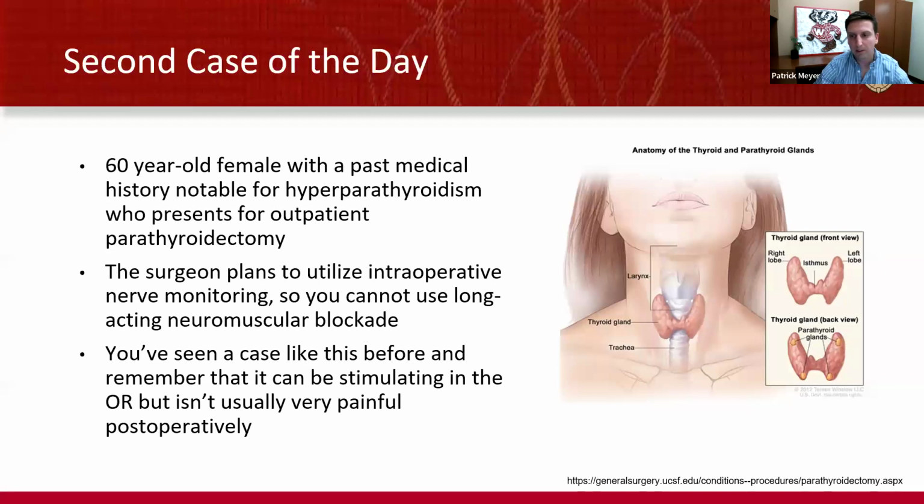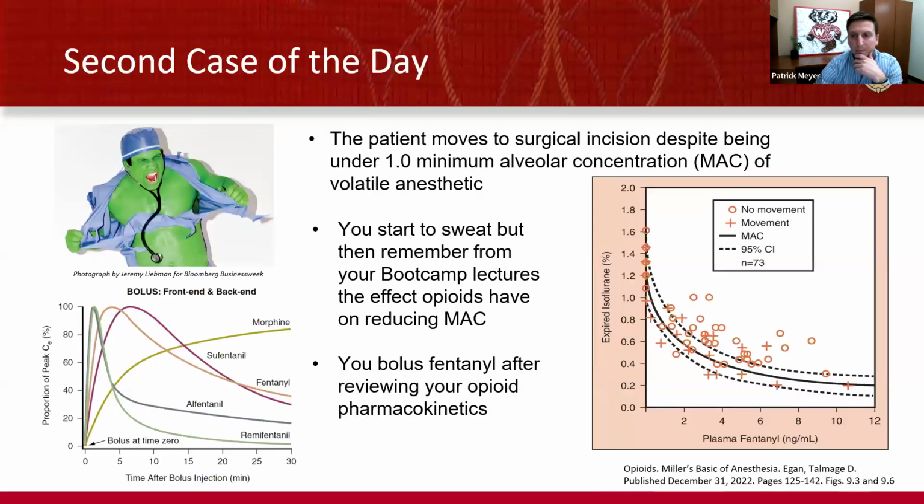So let's say we decide we're going to do an induction. We're going to provide a little bit of fentanyl for this patient in the operating room. So you do that, things go well, the tube's in, and they just start surgical incision, and the patient moves despite being under 1 MAC of gas. So you've got your angry surgeon here. He'd like to get started on his surgery, and the patient is coughing and moving.